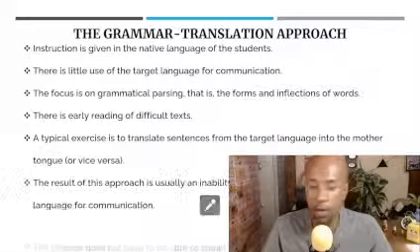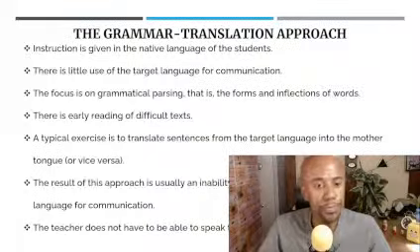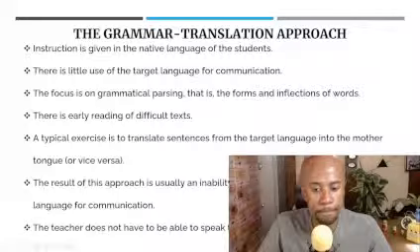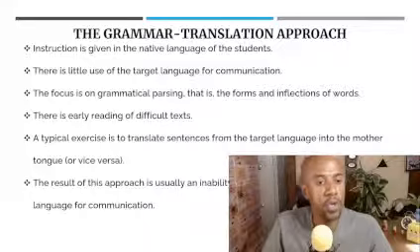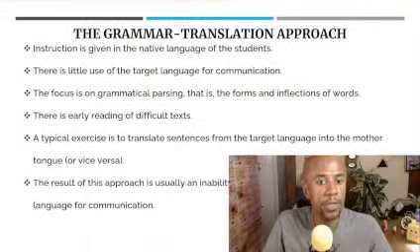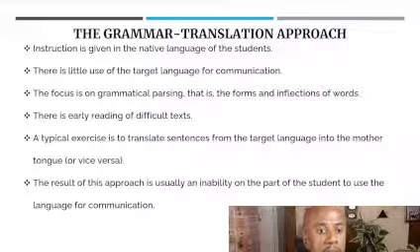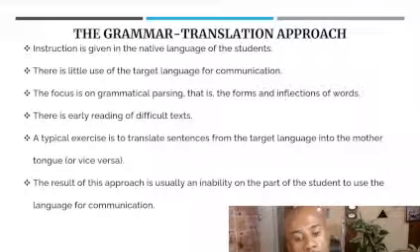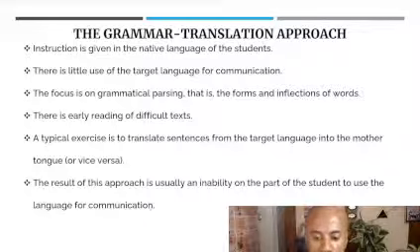Another important aspect in the grammar translation approach is that the result of this approach is usually not an ability on the part of the student to use the language for communication, something that I have talked a little bit about before. Because, of course, as we have said before, the focus here is not so much about using the language, it is about knowing about the language. And so this is one important aspect of the grammar translation approach.